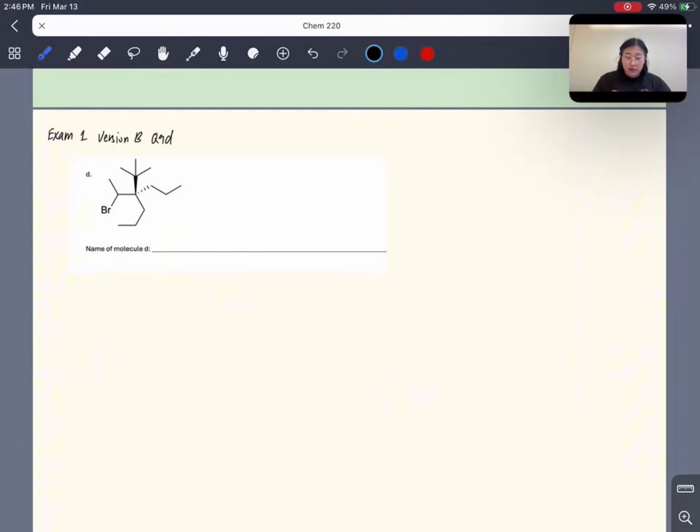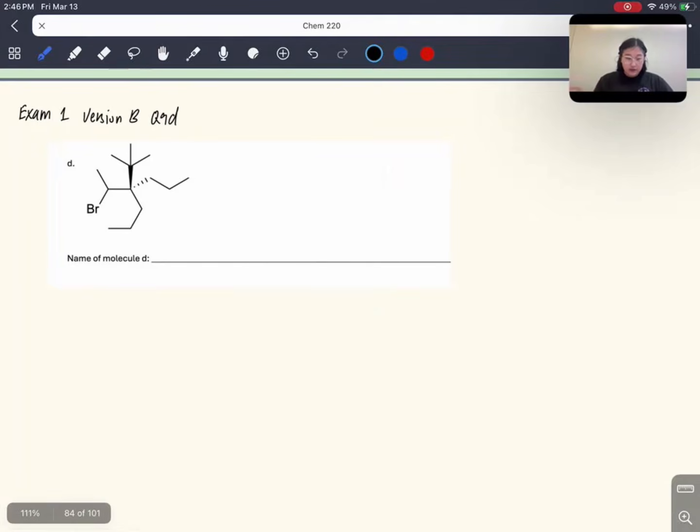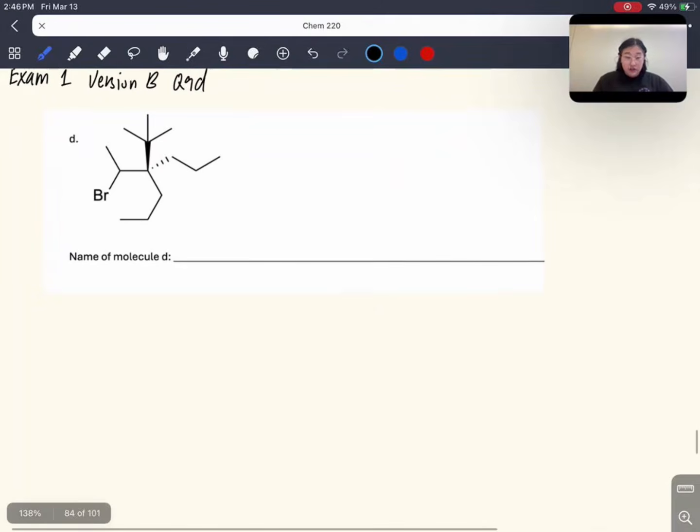Okay, so getting into the first question. This first question was from exam one, it's version B, question 9D, and it's a nomenclature question. It asks us to name the molecule shown.